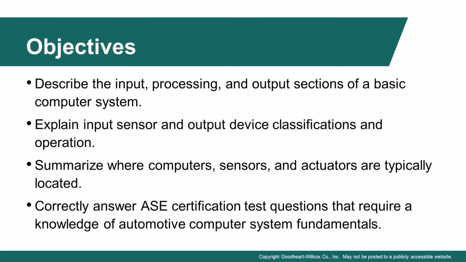So this week, we have some main objectives that we want to focus on. We're going to take a look at inputs, how those inputs are processed, and then what the final outputs are. We're going to talk about the input sensor technology as well as the output device classifications that are there. And we'll summarize how those computers, sensors, and actuators are typically located on a vehicle. And all of this is obviously in an effort to properly prepare you for the ASE exam.